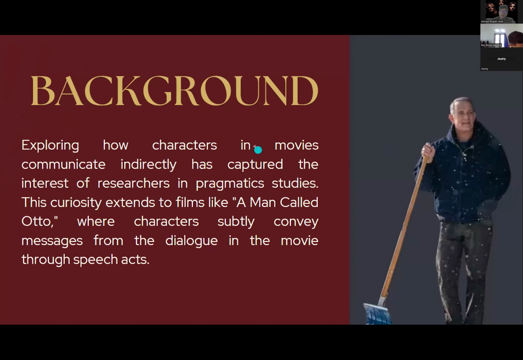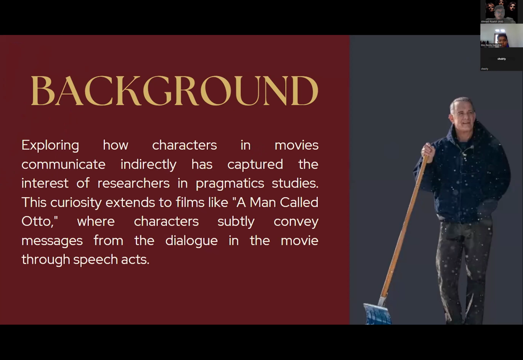The background is that exploring how characters in movies communicate indirectly has captured the interest of researchers in pragmatic studies. This curiosity extends to films like A Man Called Otto, where the characters subtly convey messages from the dialogue in the movie through speech.